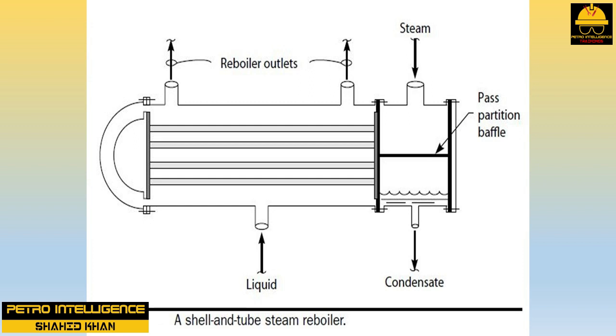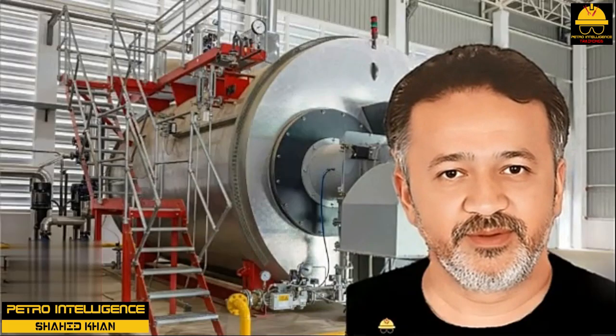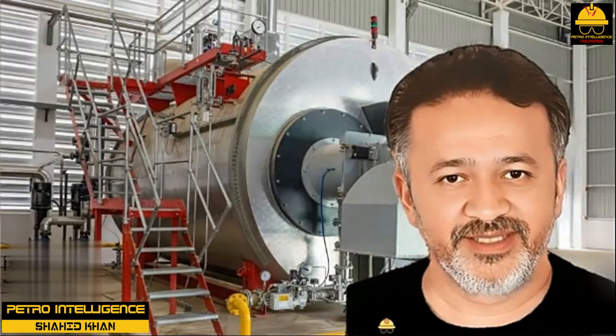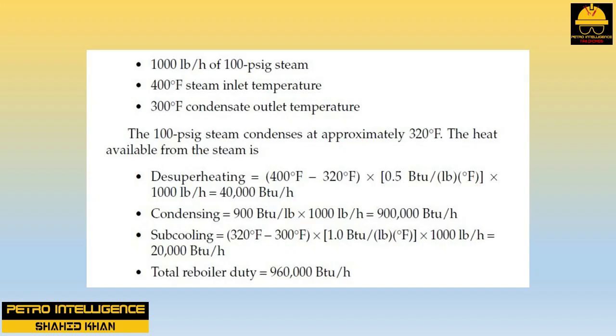Actually, when considering the temperature difference between the steam and the process fluid, it is best to use the saturated steam temperature as the real temperature at which all the heat in the steam is available. For example, assume the following steam flow to a reboiler. 1000 pound/hour of 100 psig steam. 400 degrees Fahrenheit steam inlet temperature. 300 degrees Fahrenheit condensate outlet temperature.